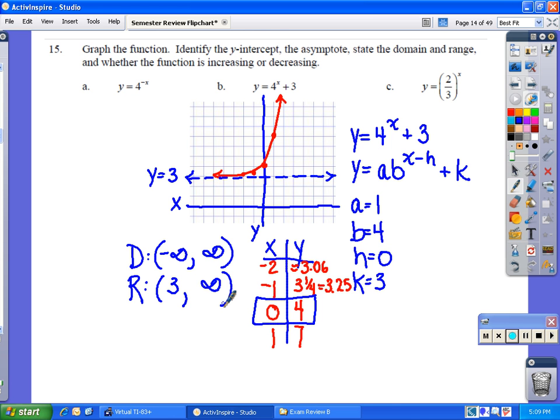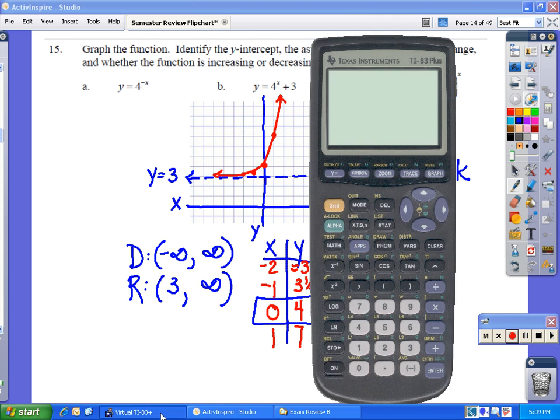I'm going to bring up the calculator for just a second so that you can see that we could do the same thing on the calculator by turning it on, going to y equals, and starting out with the equation 4 to the x plus 3, and graphing. We'll get something that looks very similar to what we have already, and if you want to just check the data values, there they are. At -2, 3.06, -1, 3.25, 0 is 4, 1 is 7, and 2 goes up very quickly to 19.